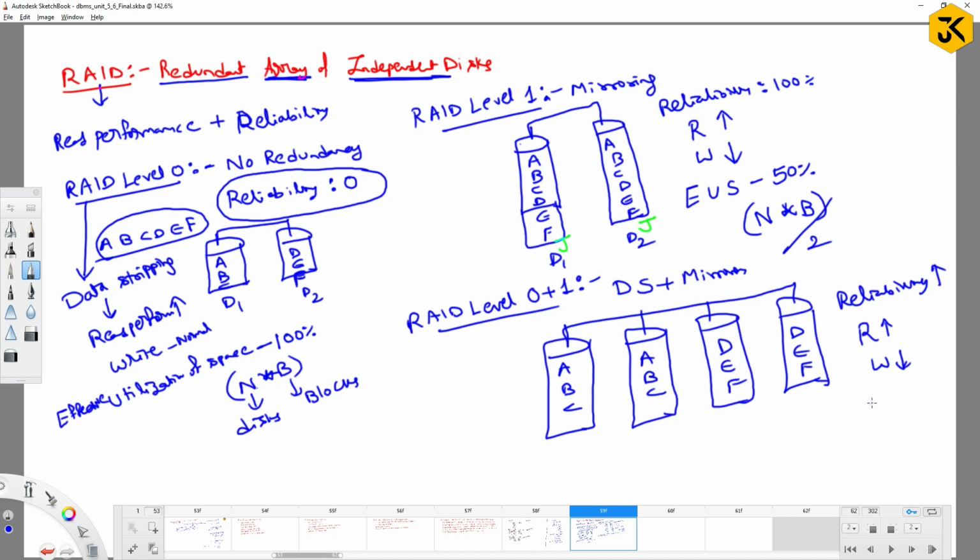What about effective space utilization, which is n into B by 2? Because we are simply duplicating the entire content, half the memory is going to be completely wasted. Okay, now.